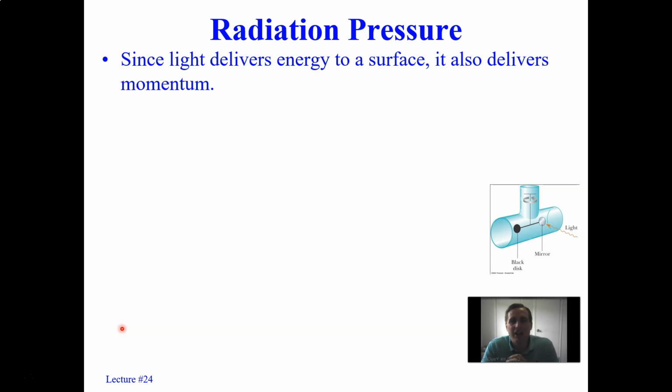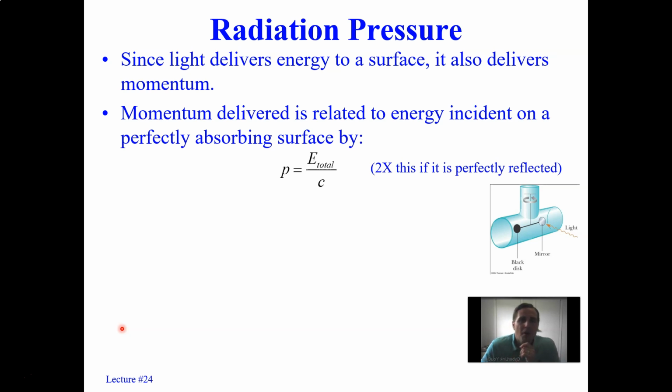Since light delivers energy to a surface, it also delivers momentum. Momentum delivered is related to the energy incident on a perfectly absorbing surface by the following. That momentum, so this lowercase p here is momentum, is equal to the total energy divided by the speed of light. Now, by the way, this is going to be the momentum imparted to a surface if it's a total absorber.